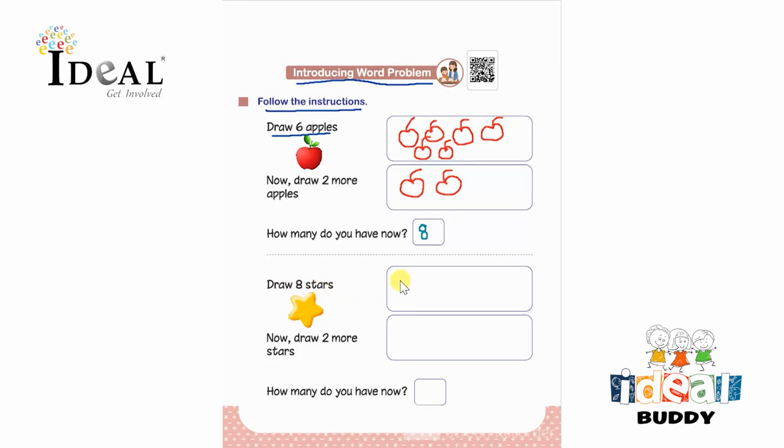After that it is given draw 8 stars. So the child will be drawing 8 stars here. 1, 2, 3, 4, 5, 6, 7 and 8. After that it's written now draw 2 more stars. So here they will draw 2 more stars. How many do you have now? So 8 plus 2 equals to 10 stars.